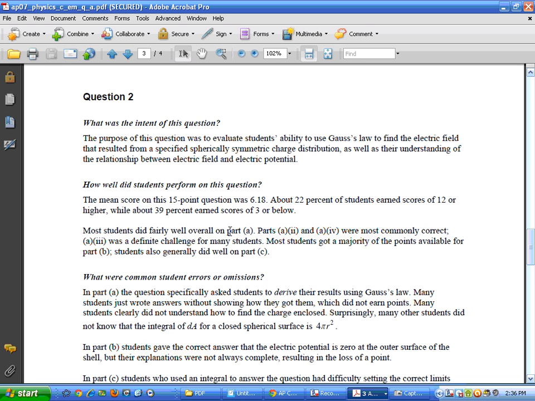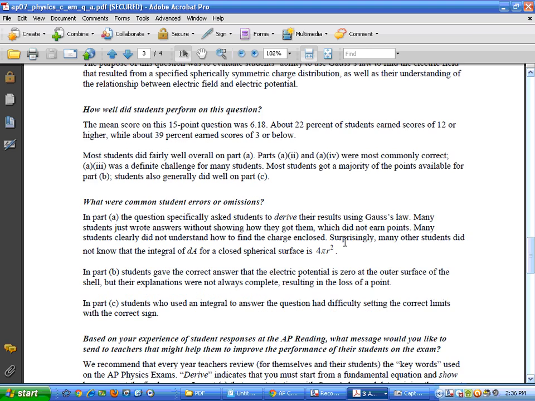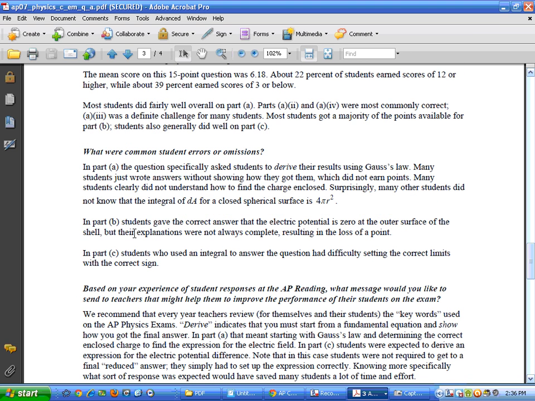Most students were able to do part A. Parts 2 and 4 were the most commonly correct because those end up being like the point charge. Part 3 was a definite challenge for many students, but we said that was the hardest one. Most students got a majority of the points available for part B, and students also did generally well in part C. Again, I think that most of this question should have been fairly straightforward. Here's the part that I really wanted to show though.